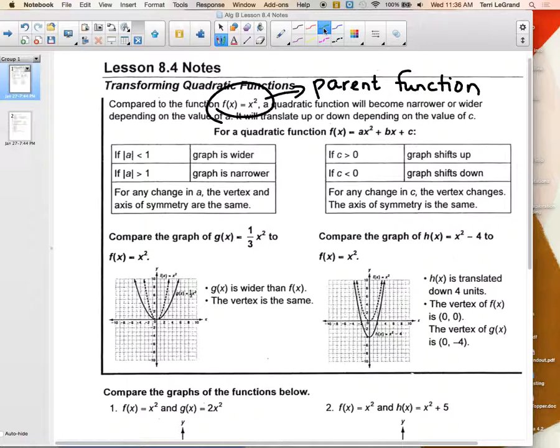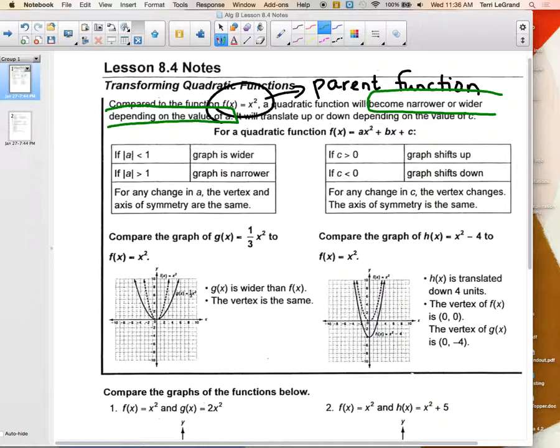So I want you right now to take this, become narrower or wider depending on the value of a, and I want you to box that around. a now has another role. a does not only tell us whether it opens up or down, but it also tells us how wide it's going to be, or how skinny it's going to be, compared to another quadratic function.